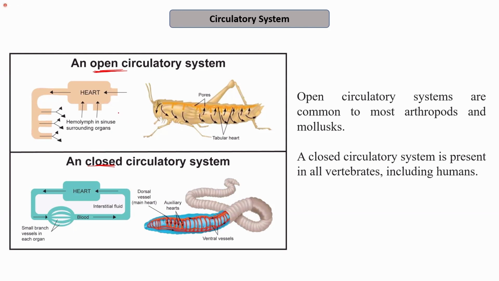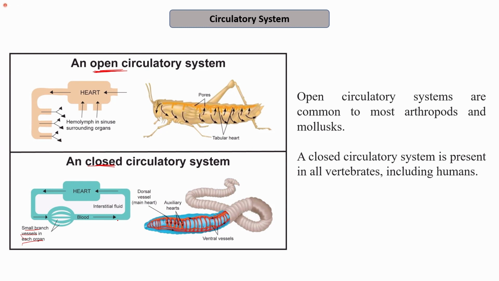We can see clearly that in open circulatory system, the organs are openly bathed with the hemolymph or the fluid. While in closed circulatory system, we have a system of small branches, that is vessels, that run into every organ and supply blood to the organs. In closed circulatory system, the blood is not freely present in the body but circulates inside the blood vessels. While in open circulatory system, the blood directly bathes the organs which are present inside the body. So we have open circulatory system where the blood is flowing openly, while in closed circulatory system, the blood flows inside the blood vessels.